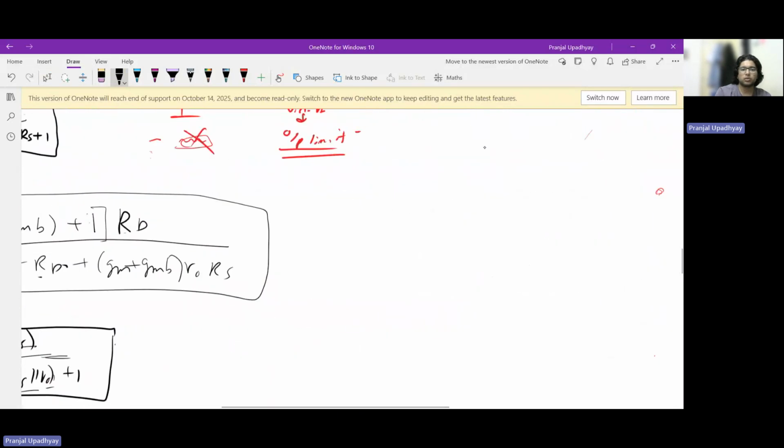Can we also draw the same for common gate? Let us discuss it now that we are already doing this. So for common gate, what will be the large signal characteristics?